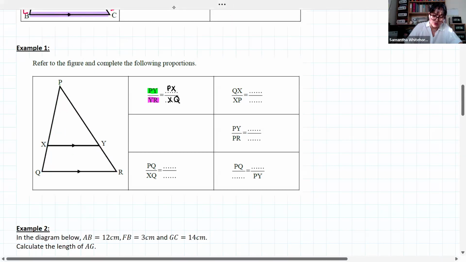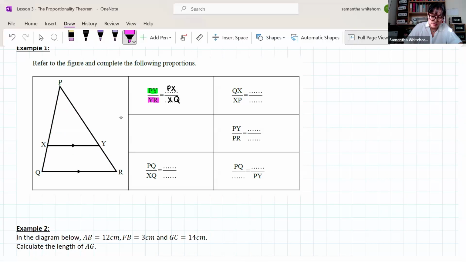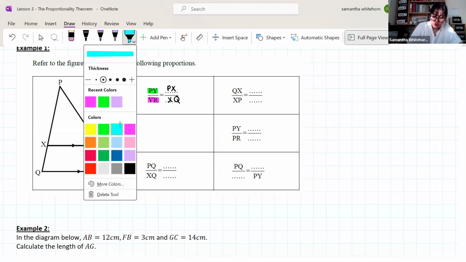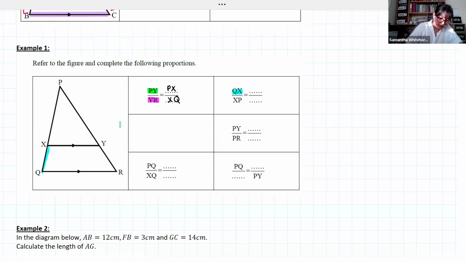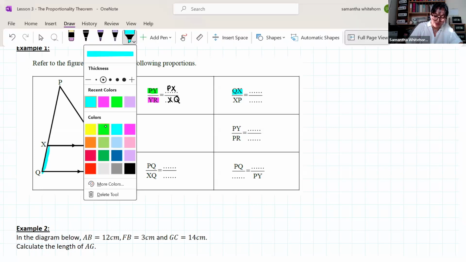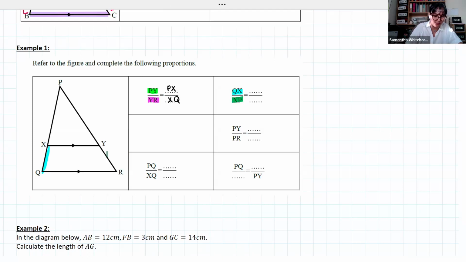If I go and have a look at my next one, I'll get you to do some of these by yourself. I don't think I need to do all of them. If we look at the next one, we've got QX. So QX is this blue segment on the side over XP. Now, if you have a look, this actually looks very, very similar to what we've just done. It's the same 2 line segments that I'm highlighting, but do you notice how I highlighted the bottom line segment first and then the top line segment?